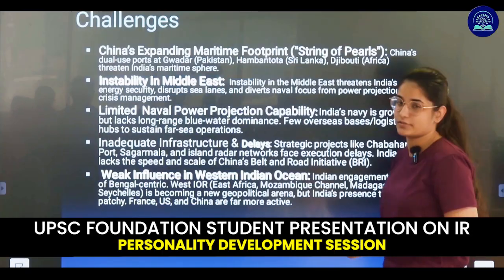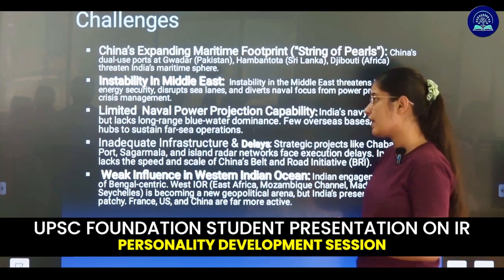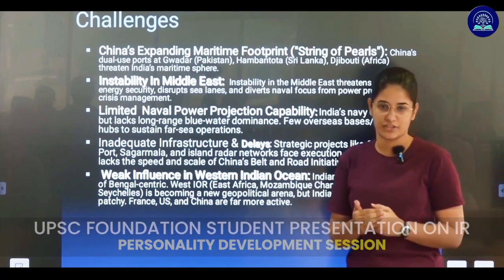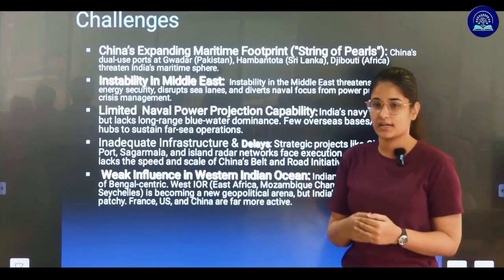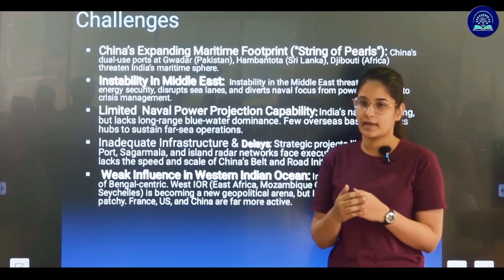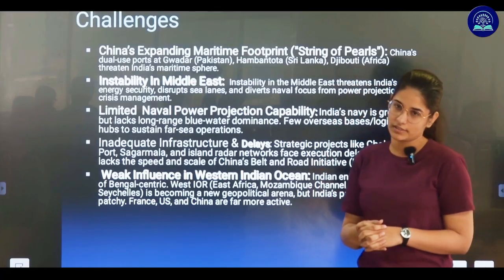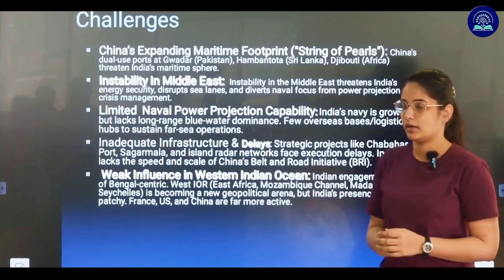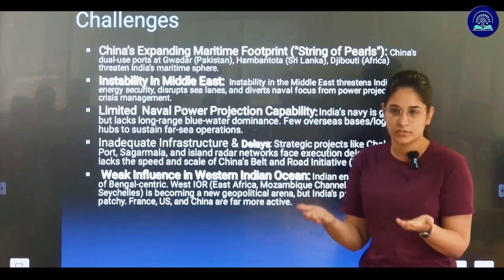If we see the challenges, of course, India is doing good. India's initiatives are in the right direction, but still there are challenges. The pace of our investment and the development of our ports is way too slow compared to China. China's Belt and Road Initiative is fast-paced and also fetching them returns. Then we have instability in the Middle East. The whole Middle East is in complete turmoil. Instead of projecting power, we are more focused on managing the crisis.